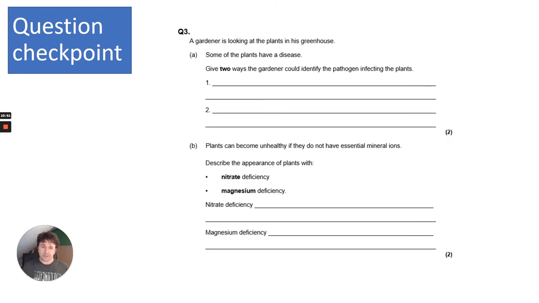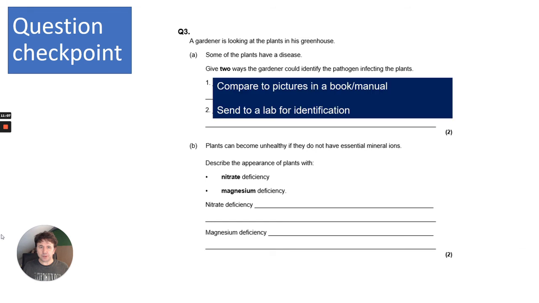Okay, question 3. So I'd like you to pause, read, and answer in 3, 2, 1. Right, so some of the plants have a disease. Give 2 ways the gardener could identify the pathogen infecting the plants. Well, you could use a book or a manual, or I would imagine you could say that you could use a piece of software on a computer or app. You could also then send it to a laboratory for identification.